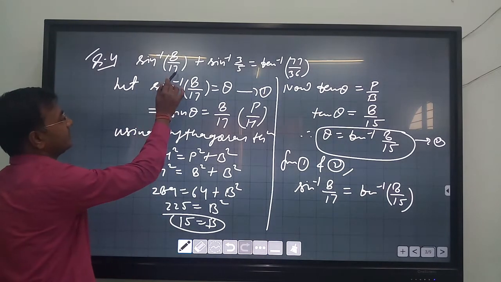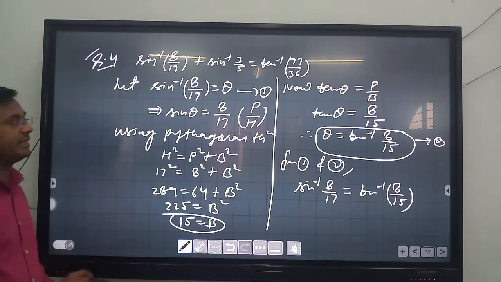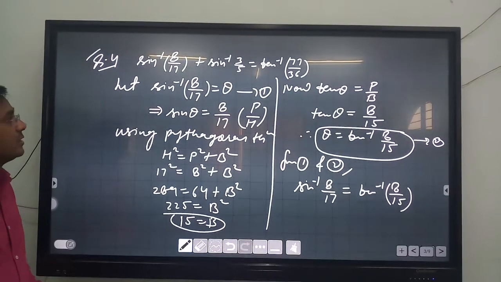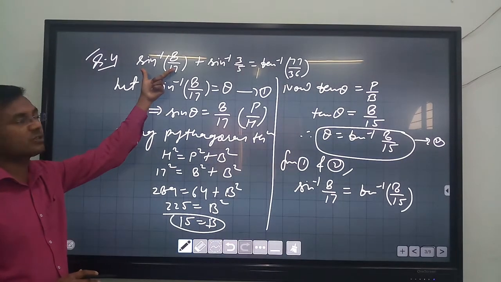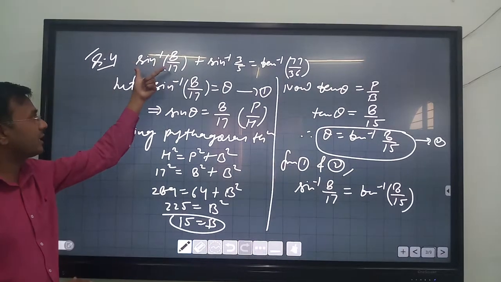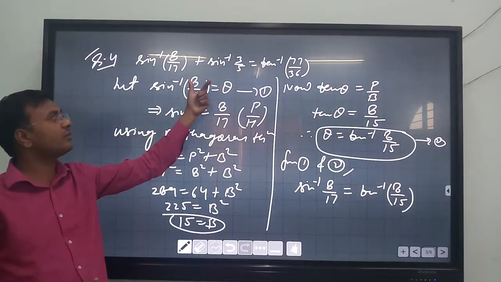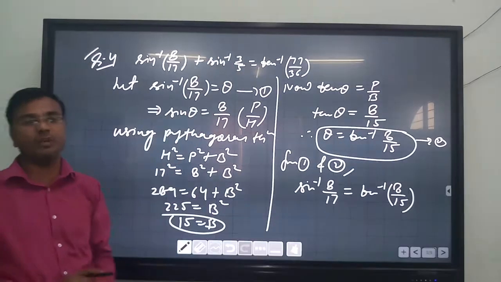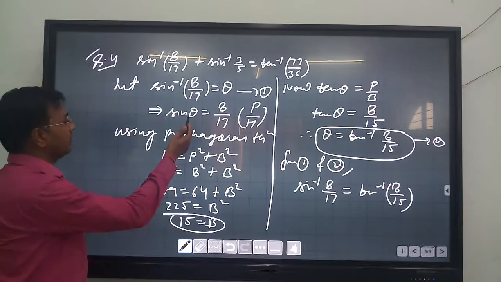sin inverse 8/17 plus sin inverse 3/5 equals tan inverse 77/36. So what will we do? We will reduce this sin inverse in terms of tan inverse, and again the other sin inverse in terms of tan inverse. Then we use the identity: tan inverse x plus tan inverse y equals tan inverse of (x plus y) upon (1 minus xy).